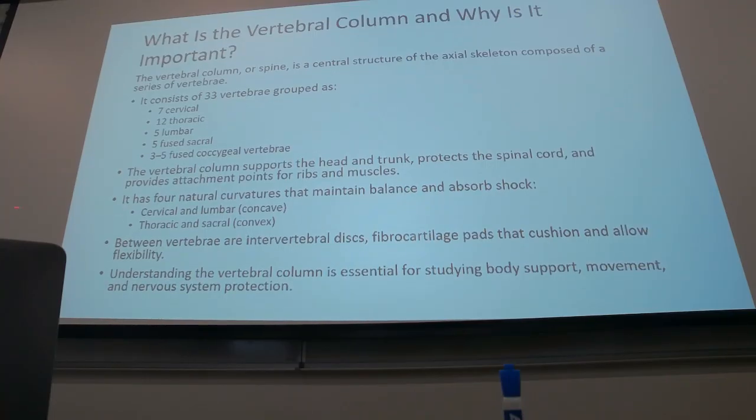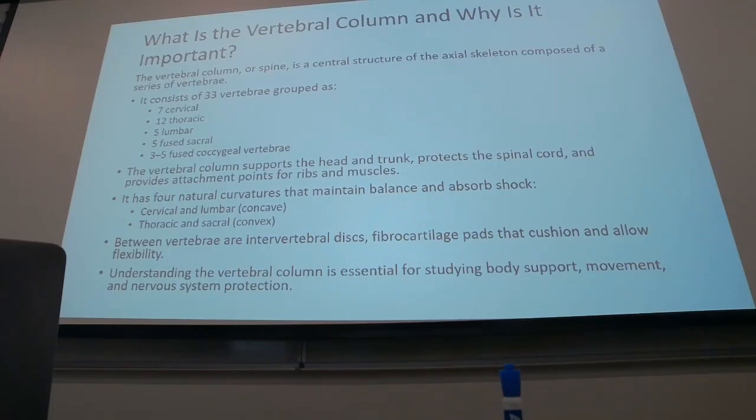So the cervical and lumbar, if you look sideways, are concave. These are the secondary ones, the ones that we develop after we're born. And then thoracic and sacral are convex. These ones we're born with, these are primary.